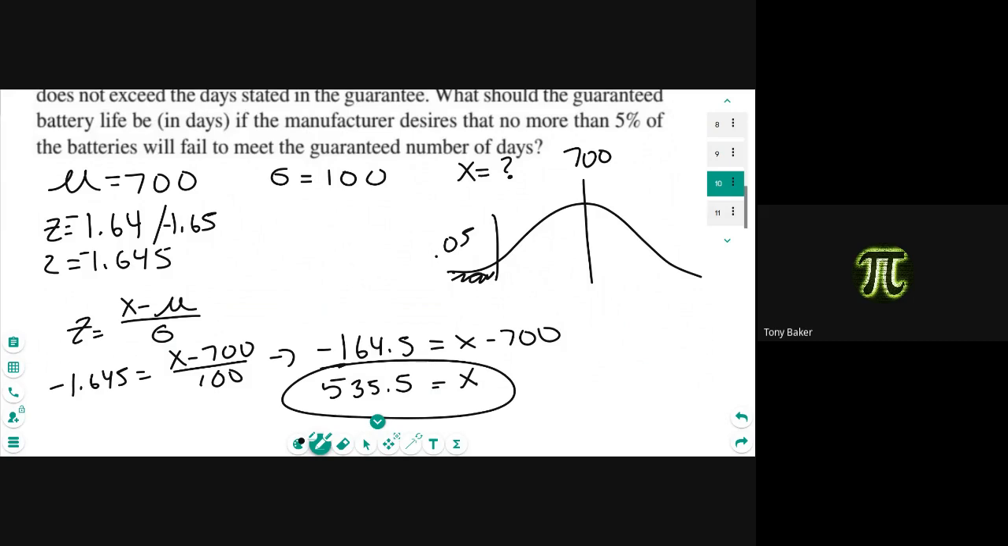Negative 1.645. On your z table, look for 0.05. You're going to find two of them. You're going to find 0.0505 and 0.0495. And 0.5 is going to be 0. That's your mean.